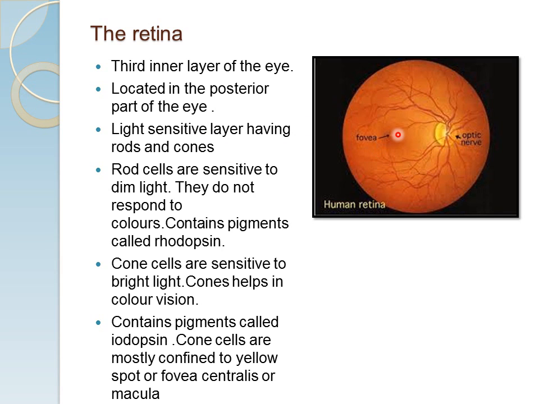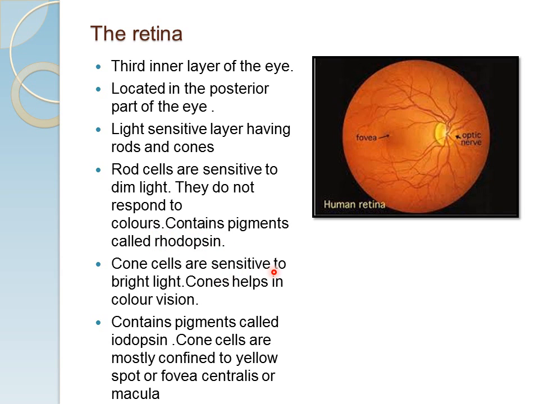It contains cells like rods and cones. The rod cells are sensitive to dim light and they do not respond to color. So we should be very specific. The cones and the rods are the two cells present in the retina. The rods are sensitive to dim light and do not respond to color, and rods only contain the pigment called rhodopsin. Here you can see the pointer: the pigment named rhodopsin is present in the rods.